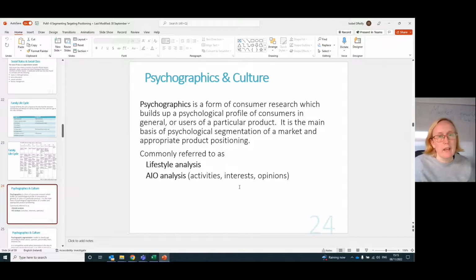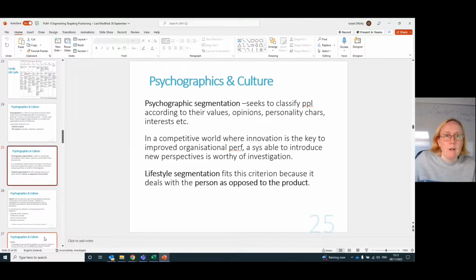And you do come across AIO an awful lot in the marketing literature. If you're reading textbooks, it may or may not be expanded and explained. So now you know. Psychographic segmentation seeks to classify people according to their values, opinions, personality characteristics, or interests, all that sort of thing.